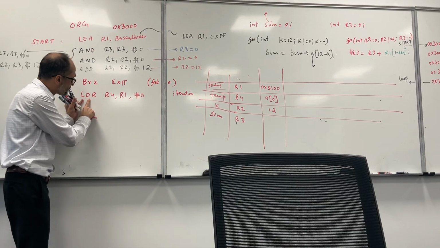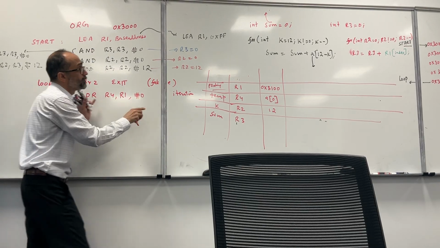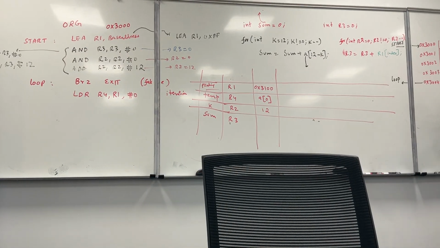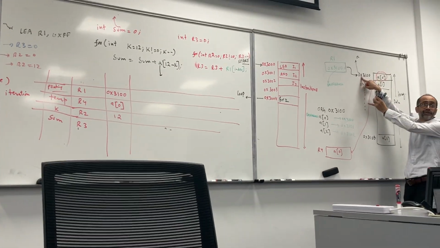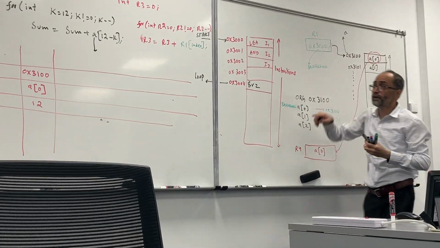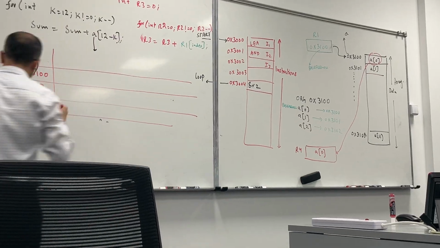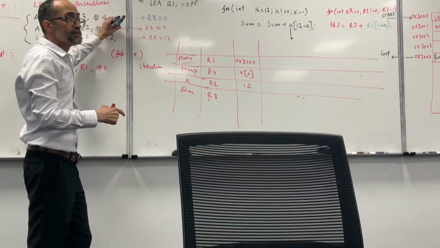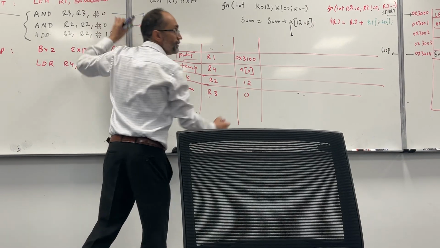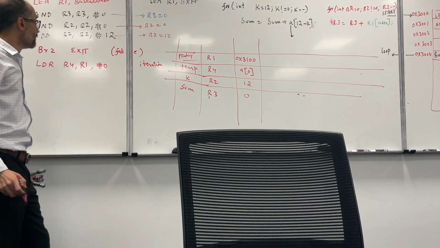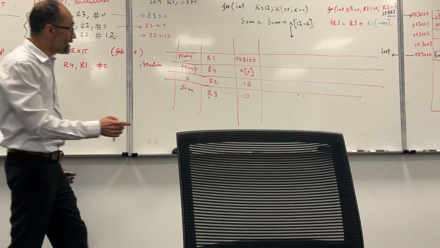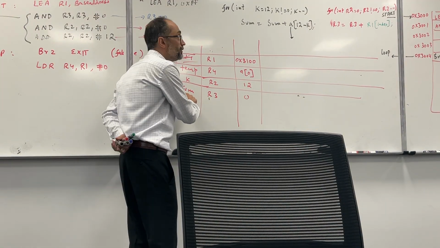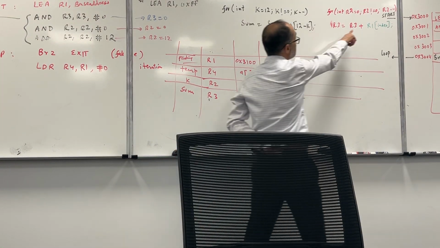After execution of this instruction, LDR R4, R1 with offset 0, R1 is pointing to here. The offset is 0. So this A0 will come in which register? R4. What is the initial value of R3? Help me. 0. The initial value of R3 is 0. But now we need to add: sum is equal to sum plus the element of the array.